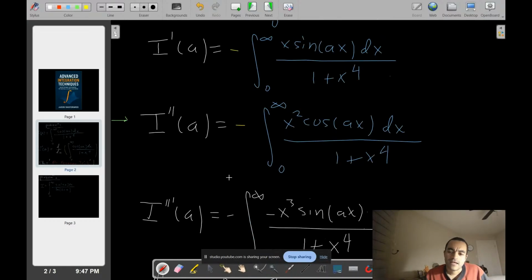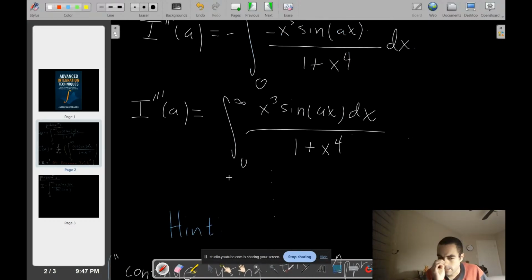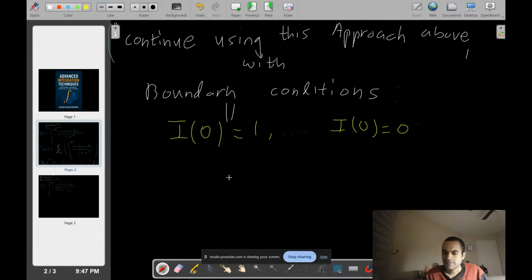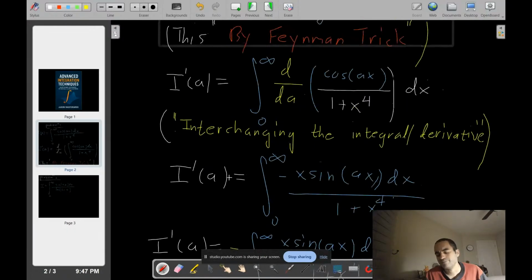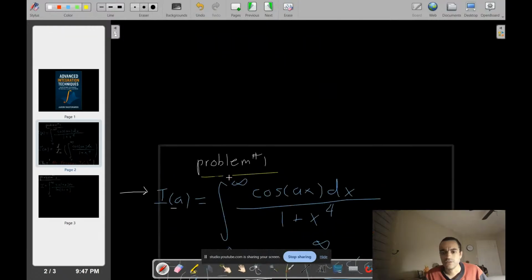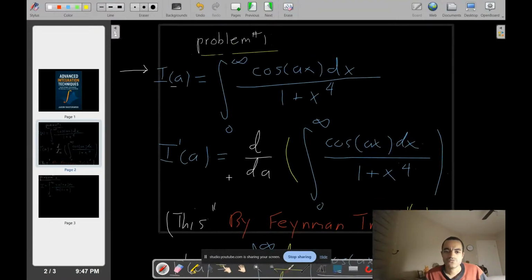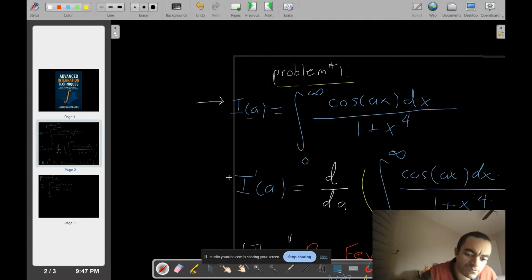As you can see here, we have to keep differentiating again and again with respect to the parameter a. So it gets really annoying. But between this or a contour integration, I should say this is approach 1. So I'm going to write here, this is problem 1, approach 1.